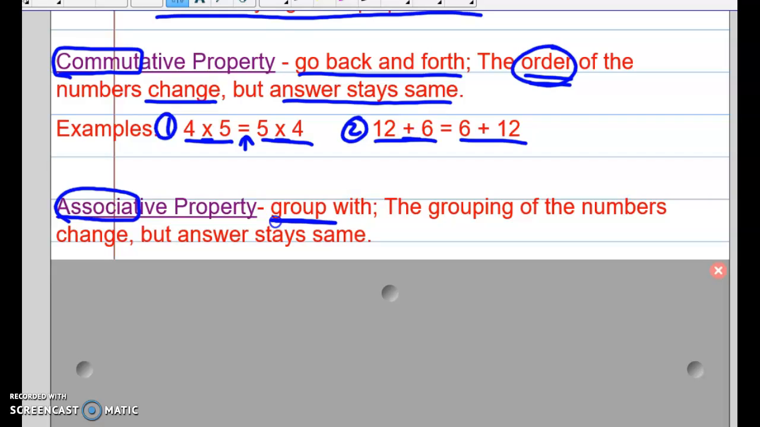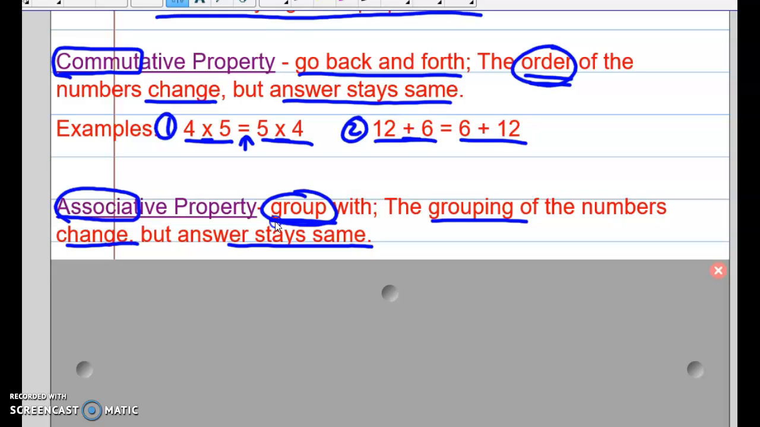So if you will underline or circle the word group, that word is going to help you remember the associative property. Pause your video and circle the word group. So what the associative property says is that we can change the grouping of the numbers, but the answer is going to be the same. Pause your video and underline those key words.